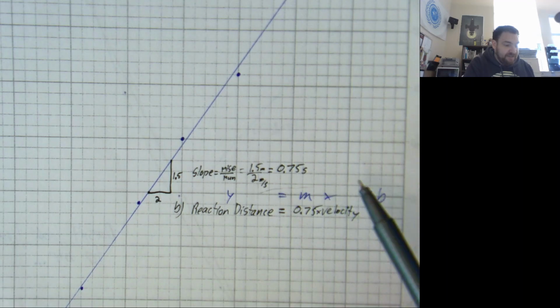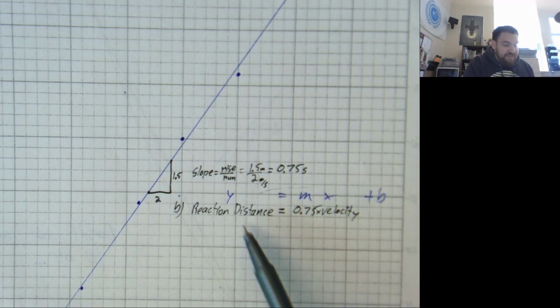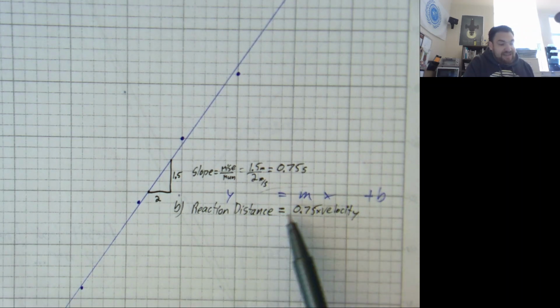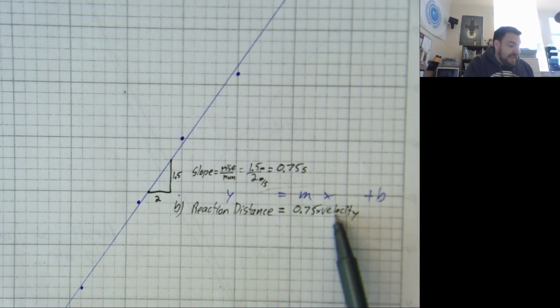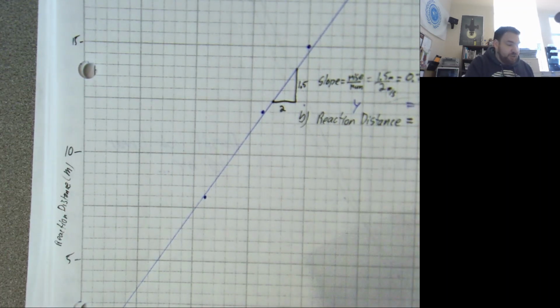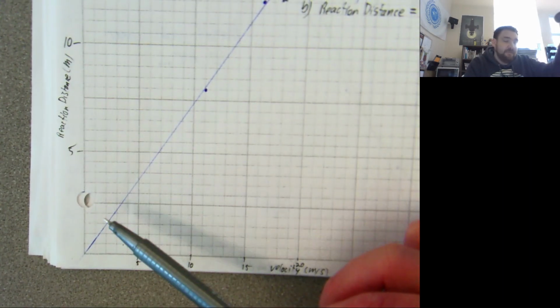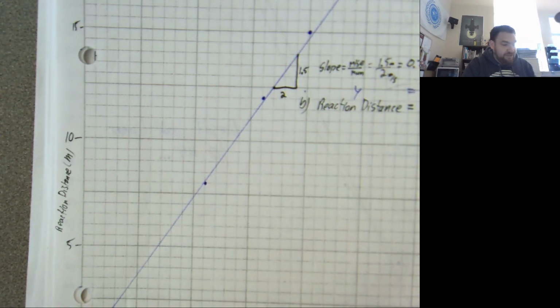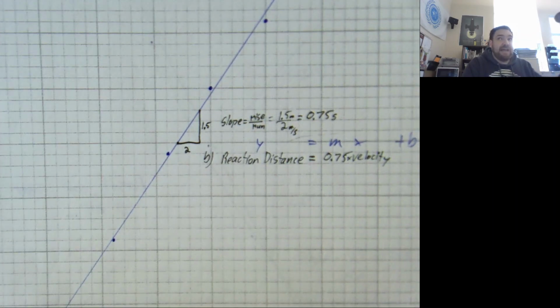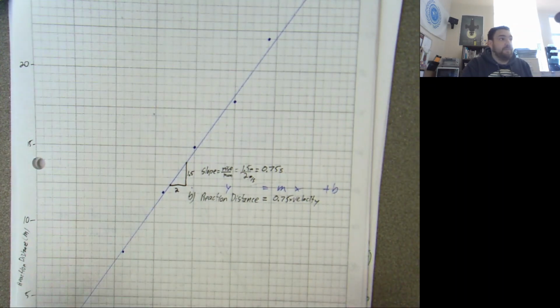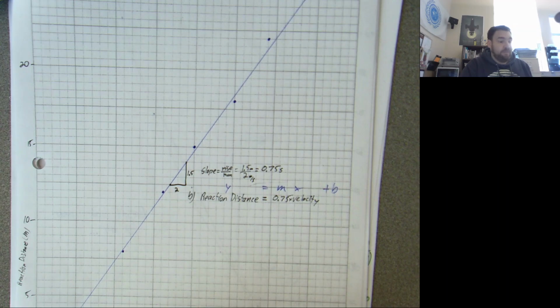I got a slope of 0.75, which gives me the equation reaction distance is equal to 0.75 times your velocity. And my line actually ended up going through the origin. My scale was that every 2 big squares here was up by 5. That's how I chose to do that. Are there any questions about how I did number 1, or if you did number 1 differently? Okay, there's no questions.